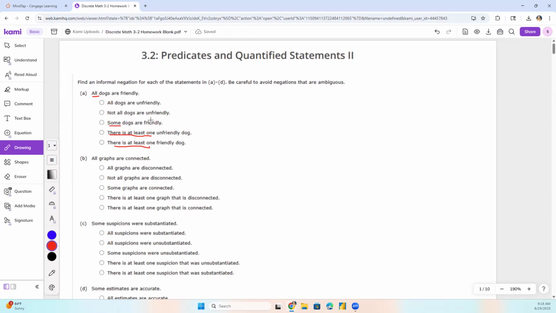So this one is gone too, because they didn't negate the "friendly" part. I'm going to choose the correct answer as D here, because there's at least one unfriendly dog. So this is how we write the negation for this question.